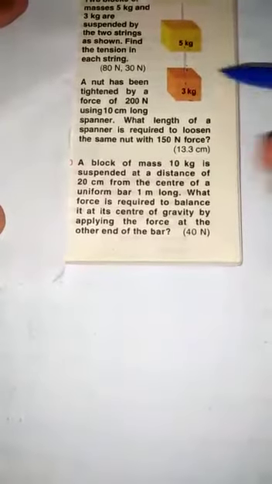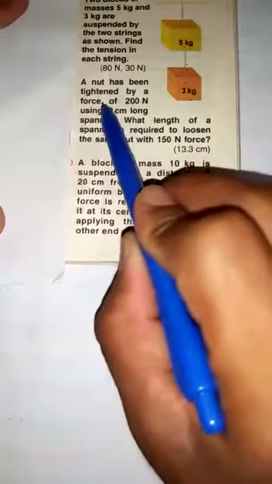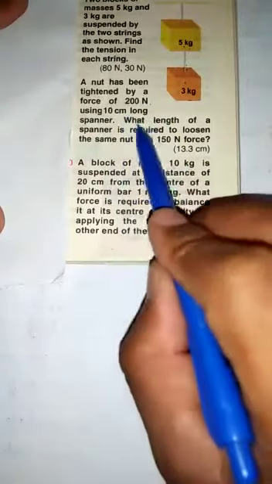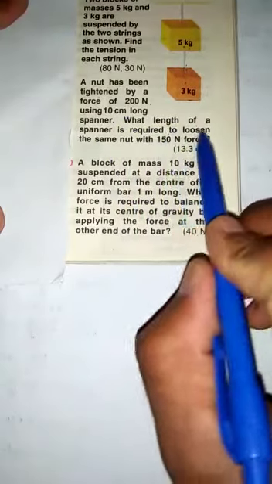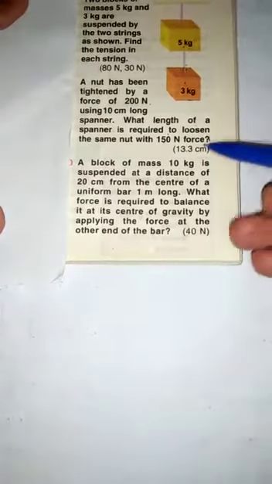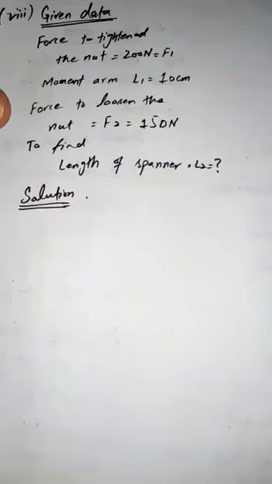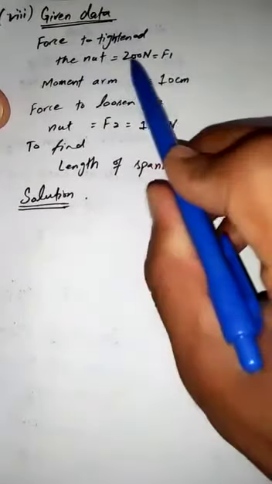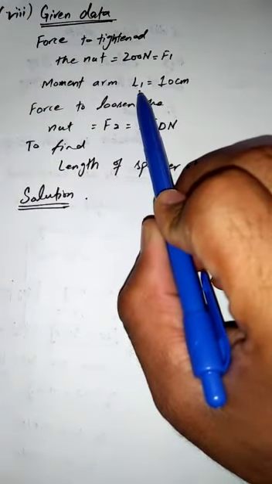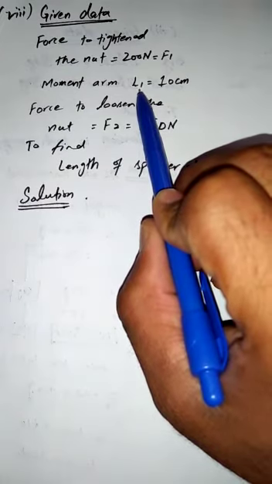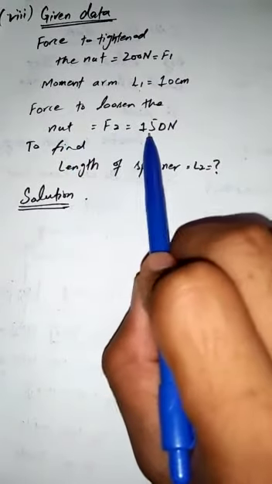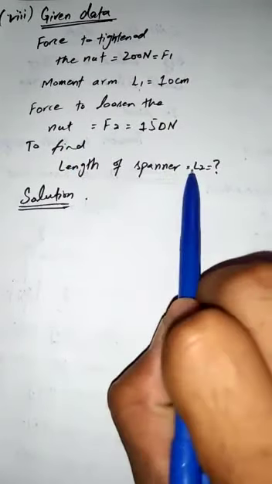The next question statement is that a nut has been tightened by a force of 200 Newton using a 10 centimeter long spanner. What length of spanner is required to loosen the same nut with 150 Newton force? According to this statement, the given data is: force to tighten the nut F1 is 200 Newton, moment arm, or we can say the length of the spanner, L1 is equal to 10 centimeter. Force to loosen the nut F2 is equal to 150 Newton. We have to find the length of the spanner L2.